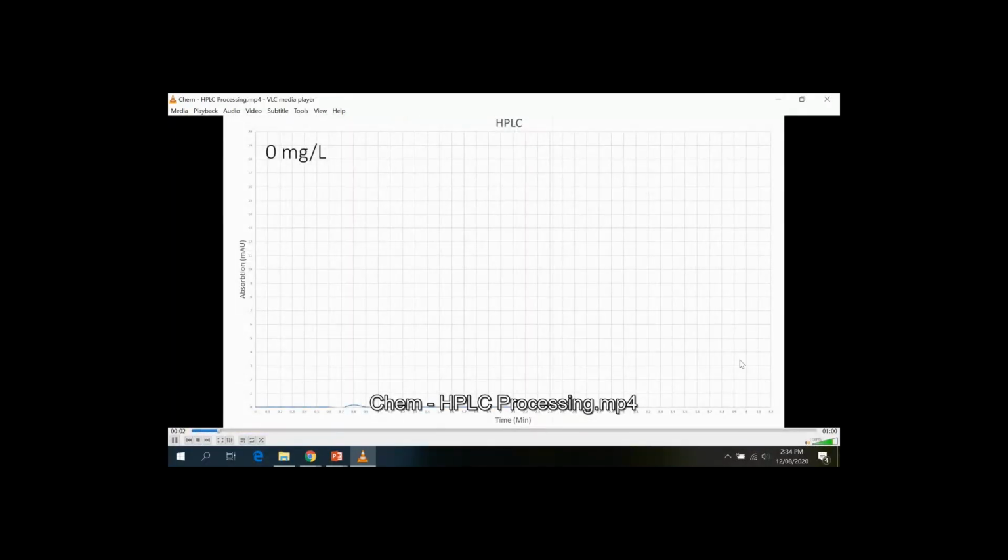Okay, so you can see here, this is showing us what we would see for 0. Our next standard, which is our 3.7 micrograms per litre, 7.5. You can see the peak is getting higher, 11.25, 15, 18.75, and now we're going to run our 2 unknowns.